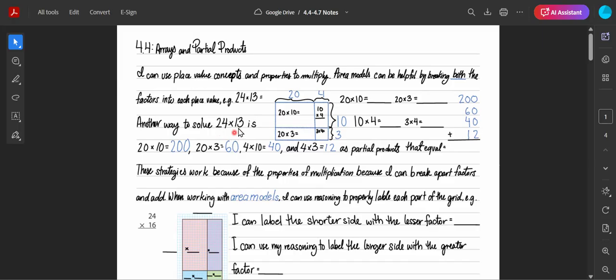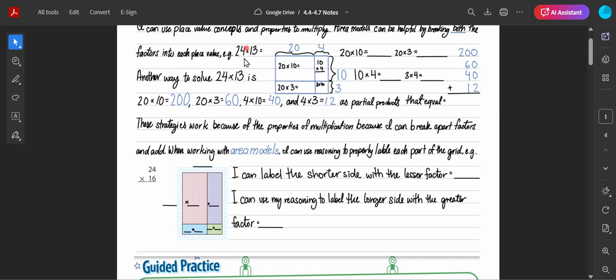Now, another way to solve 24 times 13 is 20 times 10 equals 200, 20 times 3, 60, and so on. We're talking about the same ones here as partial products that equal 312. These strategies work because, of course, you could just go directly across. Instead of multiplying 24 times 13 directly, you can break it apart into its partial products. These strategies work because of the properties of multiplication, because I can break apart factors and add.